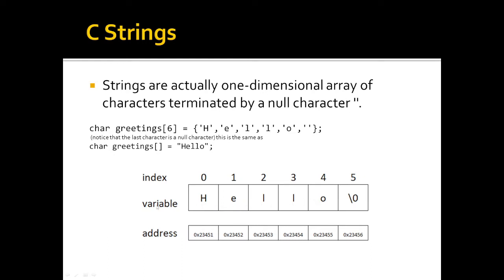Okay. And then here is actually the address. Of course, as we have learned, in an array the addresses are contiguous. So we have the contiguous addresses of these elements of the array. So this is 23451, 23452, 23453, etc. So that is how a string is stored inside the computer.